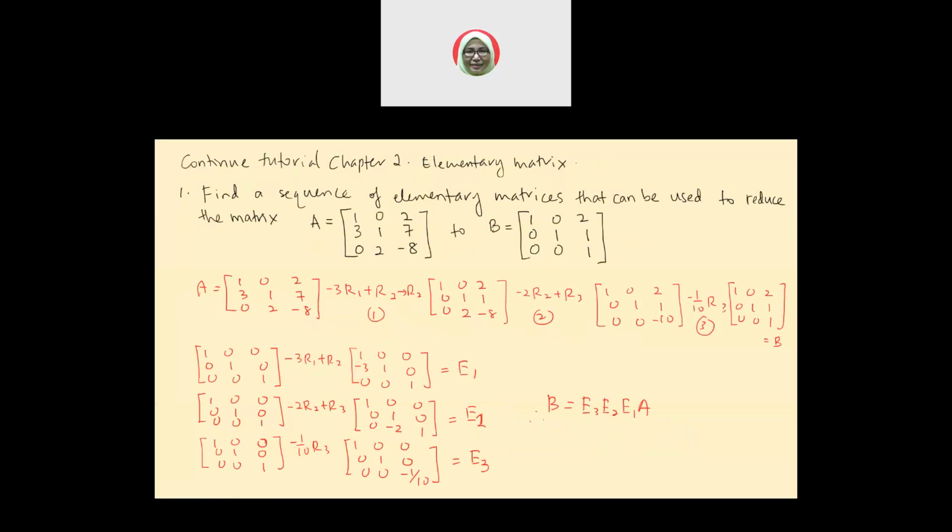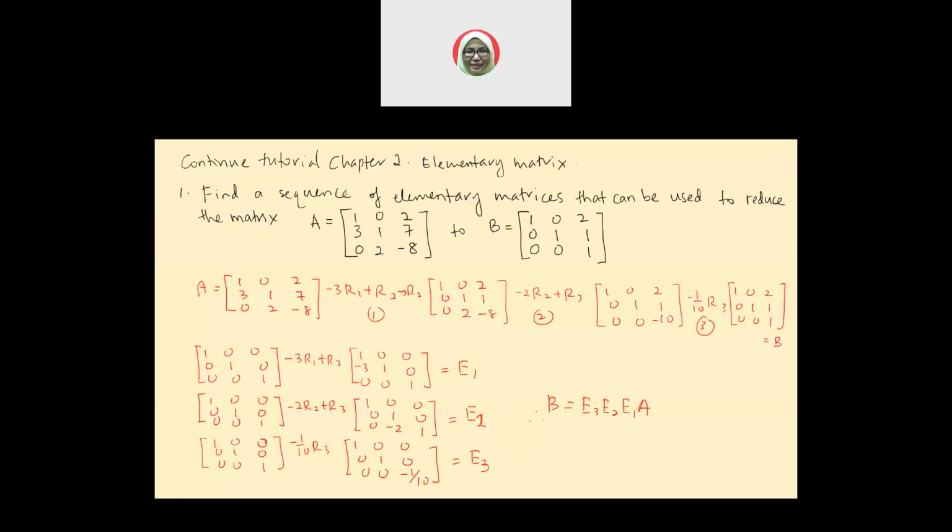Start with A, and then get the elementary row operations used to reduce from A to B. The first row operation is negative 3R1 plus R2. Second, negative 2R2 plus R3. Third is negative 1 over 10 multiply R3 to get B, right? Next is to get E1, E2, E3.